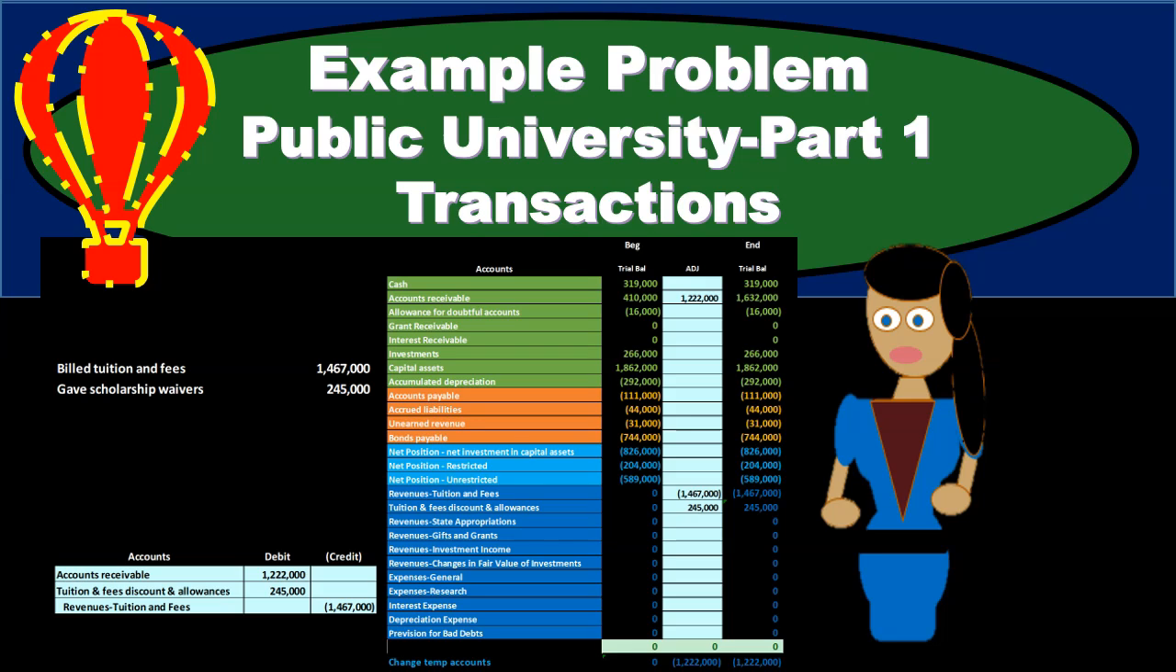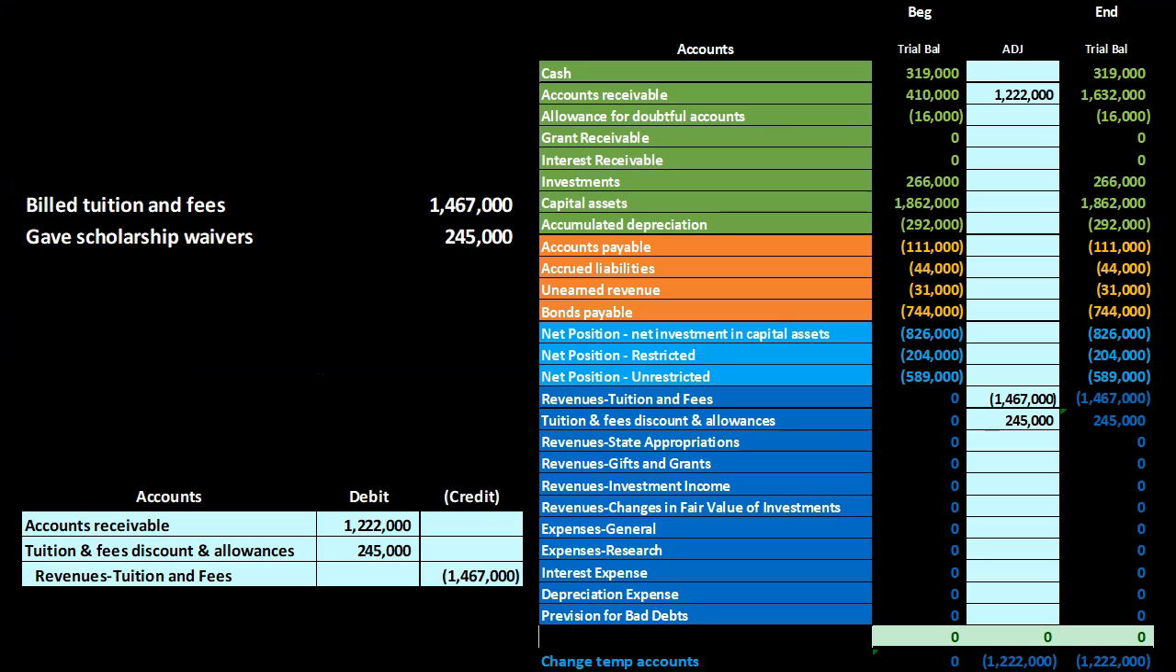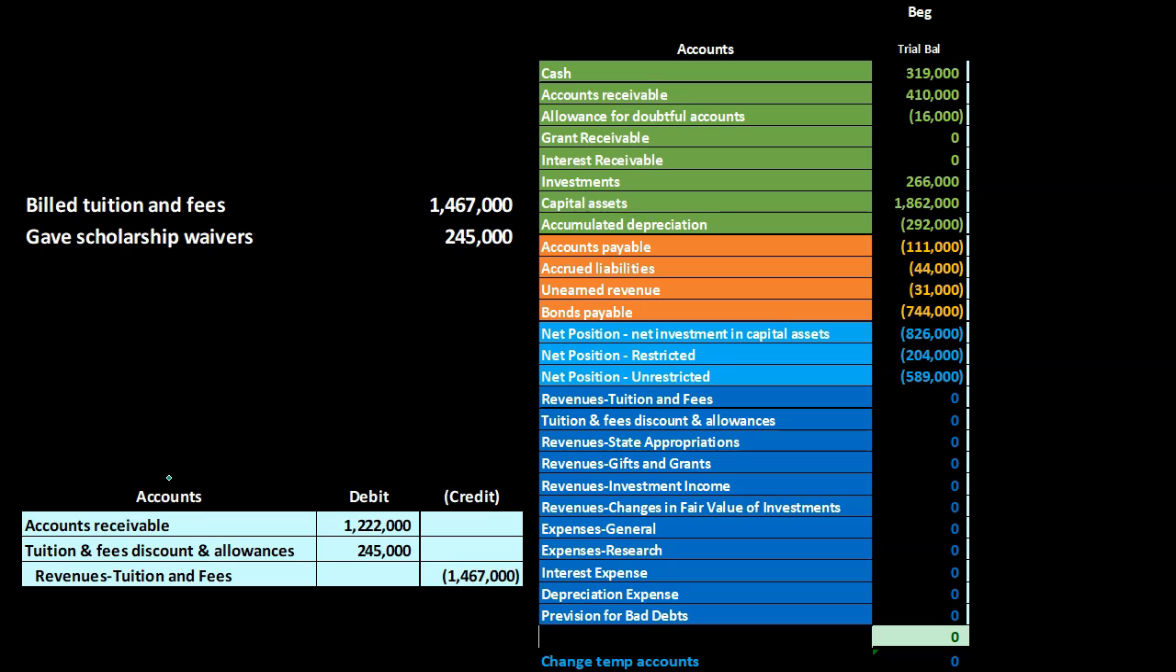In this presentation, we will take a look at part one of an example problem related to a public university, this time recording financial transactions for the public university example problem. As we go through our transactions, we're going to have the trial balance on the right, the information up top, and we're going to be recording the journal entry down below.